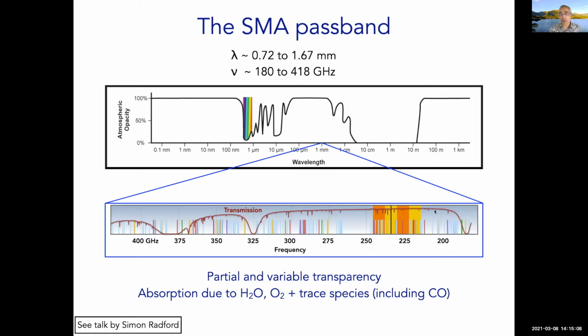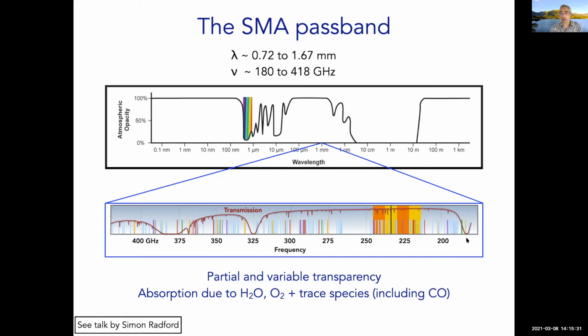You can see that actually there are spaces where the atmosphere transmits maybe 80 or 90%. And so you actually can observe astronomical signals from the ground at around 230 gigahertz. This is the window where the SMA works most frequently, and also at 345 gigahertz. These are the workhorse bands of the SMA.